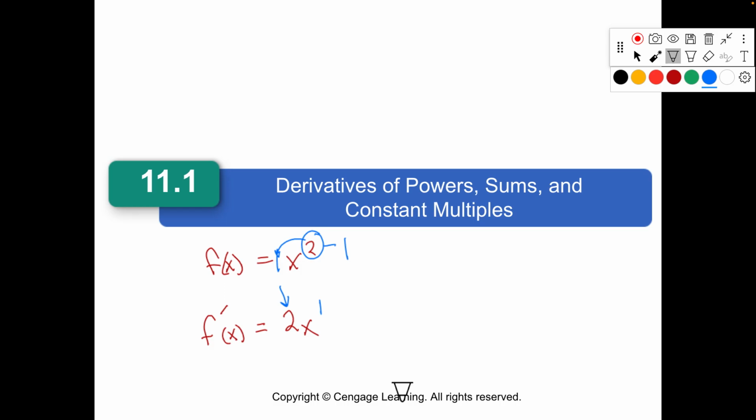What if my function, well, why don't we go with g of x? We'll use a different function name. What if it was 3x to the 5th? What's the derivative? 15, 3 times 5, right?